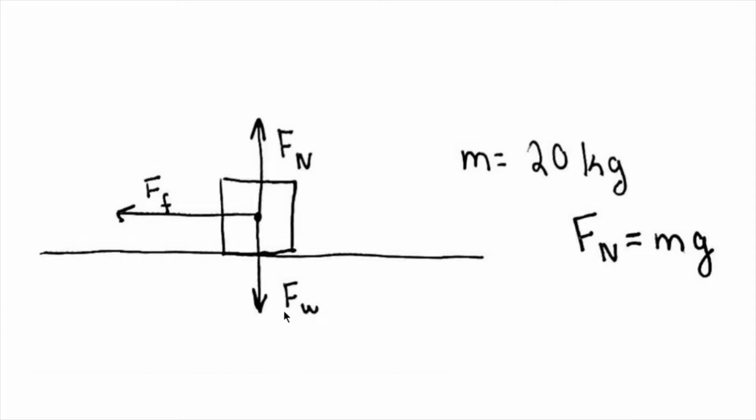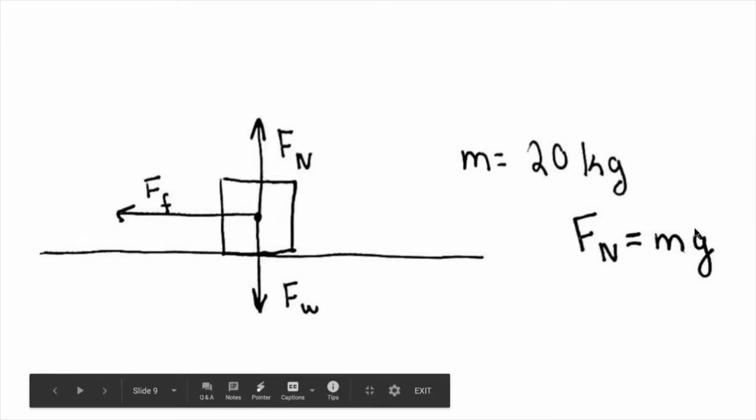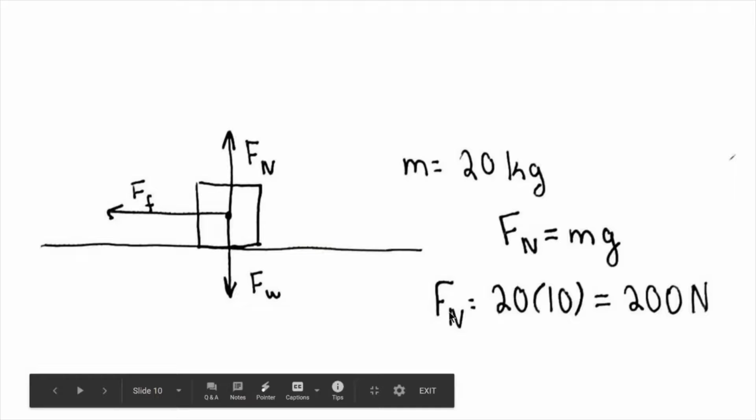So our normal force is the same as force of weight, which is mass times gravity. If we plug that in, we get normal force equals 20 kilograms times 10 meters per second squared equals 200 newtons, and that is our normal force.